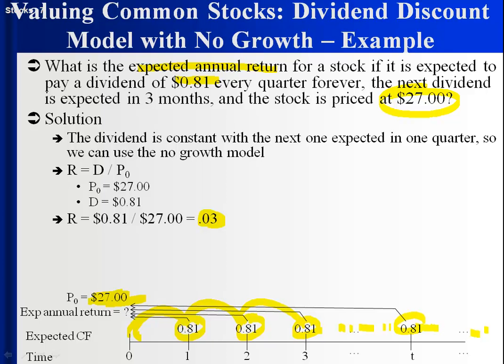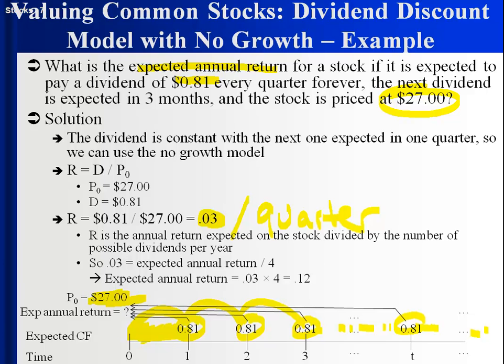But we're not done. 3% is 3% per quarter because it's the discount rate for this period, which is 3 months. So in order to annualize it, we multiply it by 4, and the expected annual return is 12%.